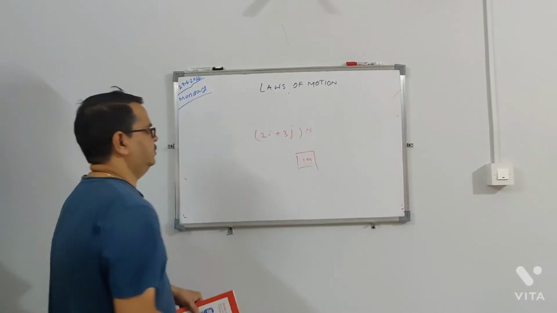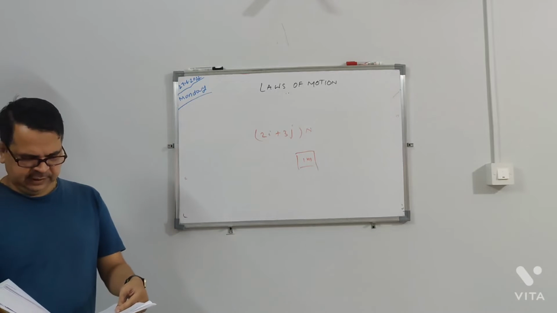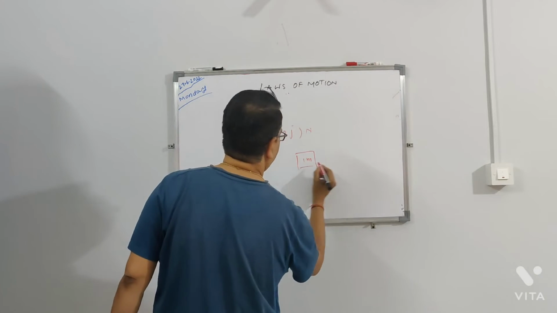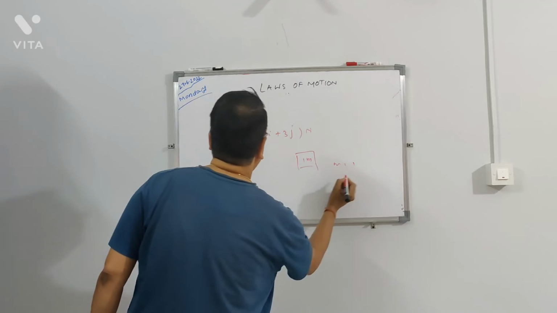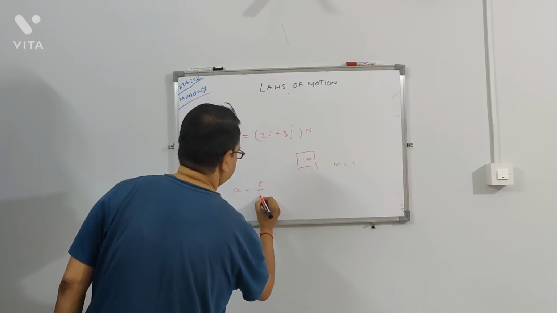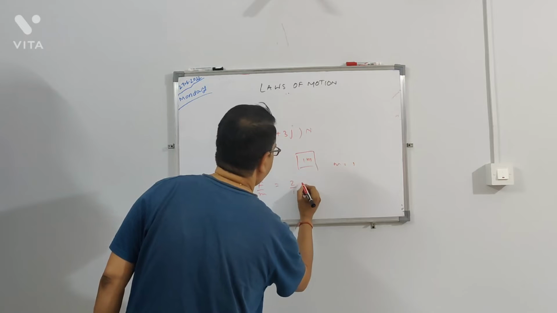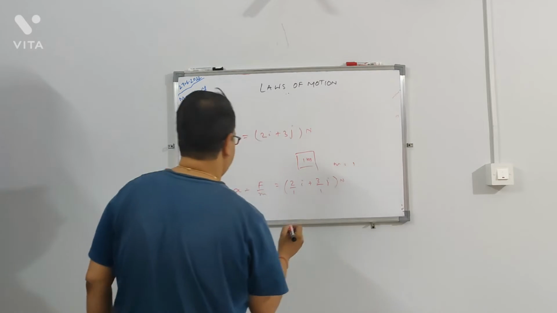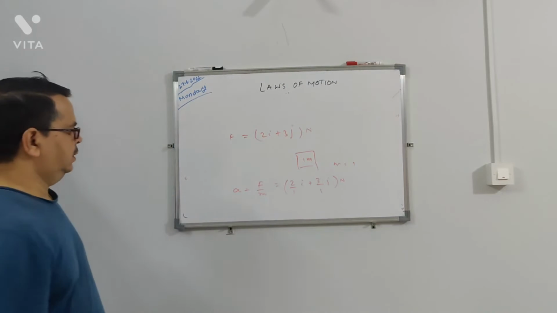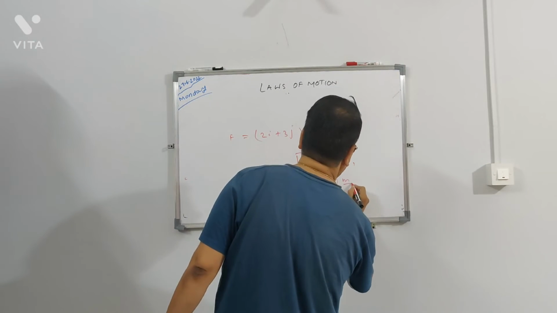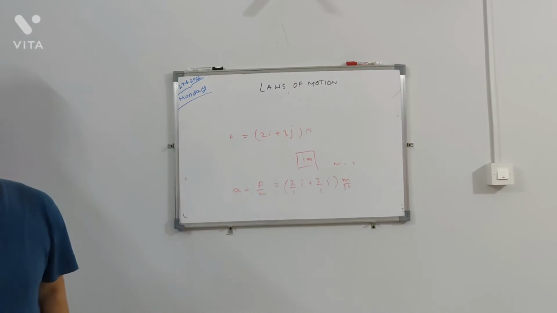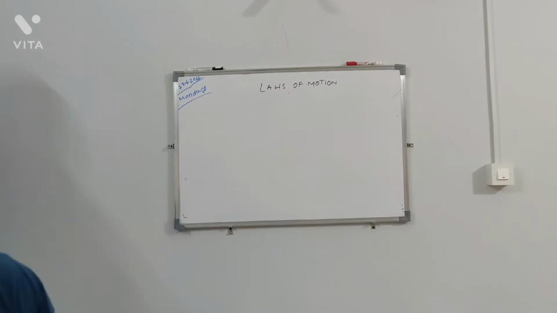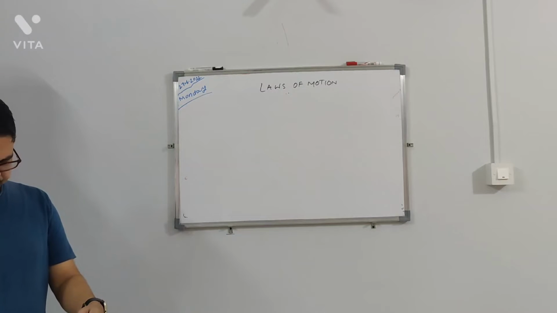Then the acceleration. So this is my force and this is my mass. So mass is 1 kg. The acceleration will be just force by mass, right? So this will become 2 by 1 i plus 3 by 1 j. So this is your acceleration, in meter per second square. So these are some typical examples.